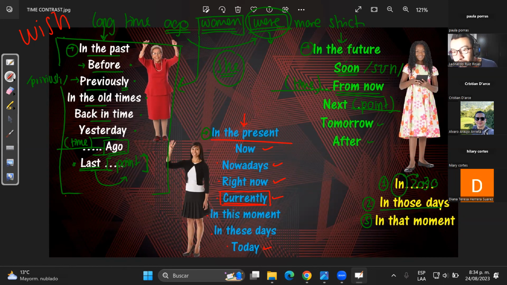What about in those days? En aquellos días, en esos días. In that moment, en ese momento, right? So in this case, these three expressions are going to work, especially with the future and with the past, depending on the context. For example, here it depends on the year that I put after. And in those days and in that moment depend on the previous reference.